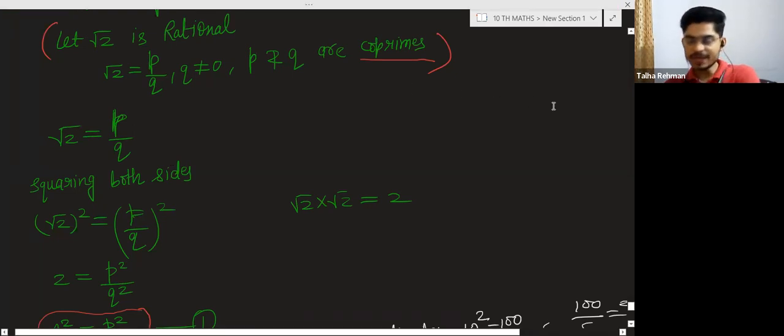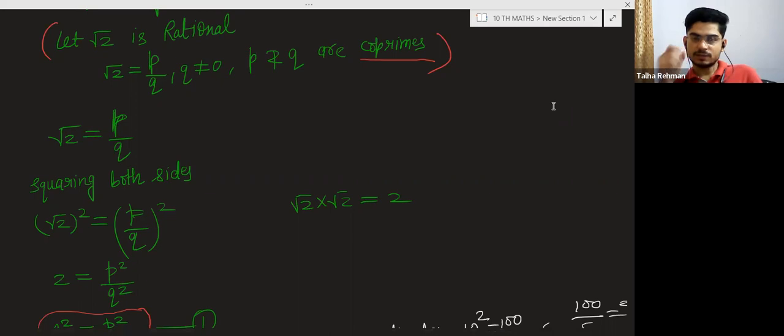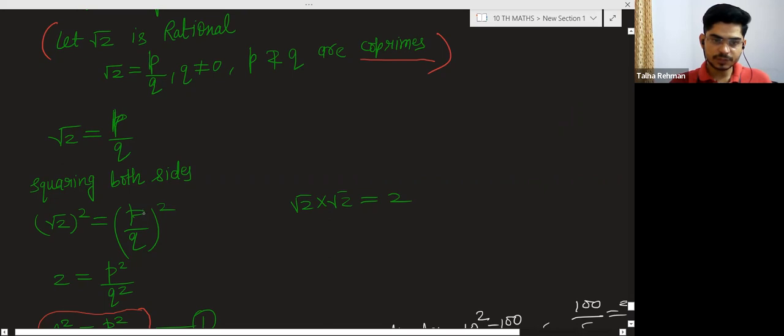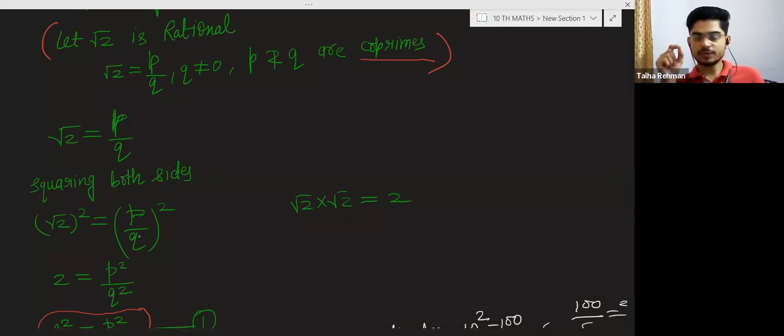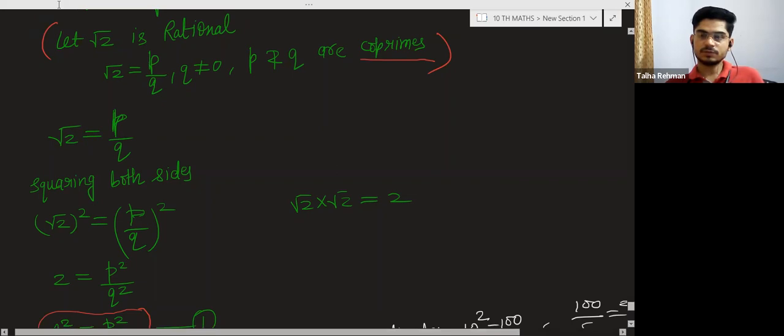This is the best method to prove the irrationality of these kinds of numbers. But you have to remember a few steps. If you do this question one or two times, then you can do a question similar to this very easily.